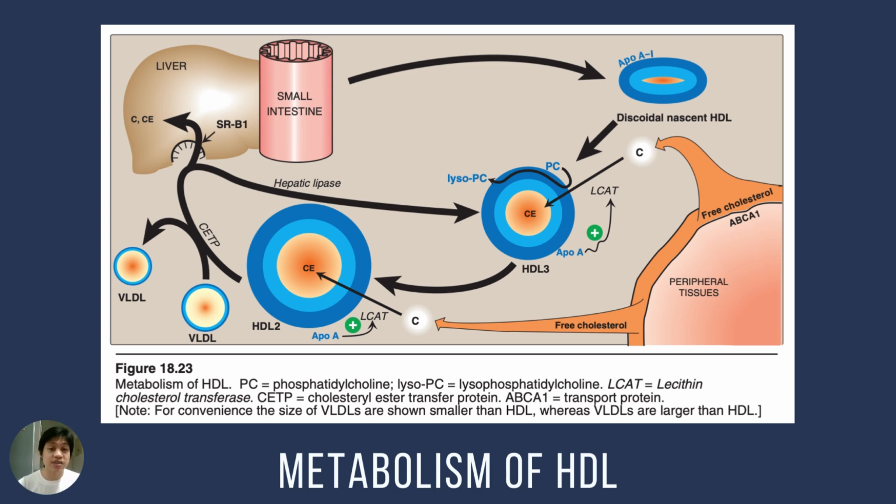And lastly, that HDL, which is now rich in cholesterol after taking the cholesterol from the periphery, goes back to the liver, where the liver degrades the HDL and utilizes the cholesterol. So by the metabolism of high-density lipoprotein, you now have a way of transferring cholesterol from the periphery back to the liver.